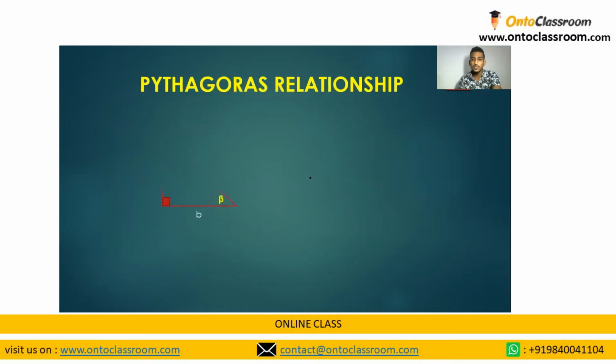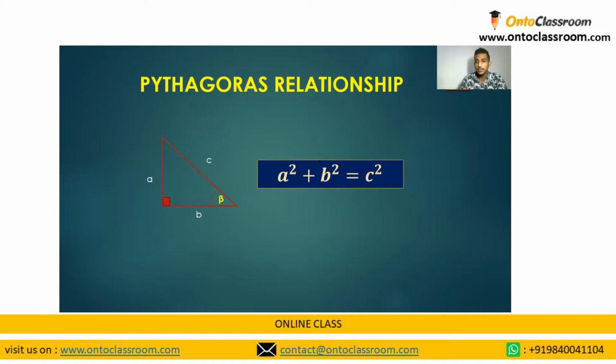So now we'll come to the Pythagoras relationship. Here, the relationship is a squared plus b squared equals c squared. I'll be doing a small review of the proof because I'll be discussing it further when we are in classes. But because of the time we have, we'll be doing a small review on this.